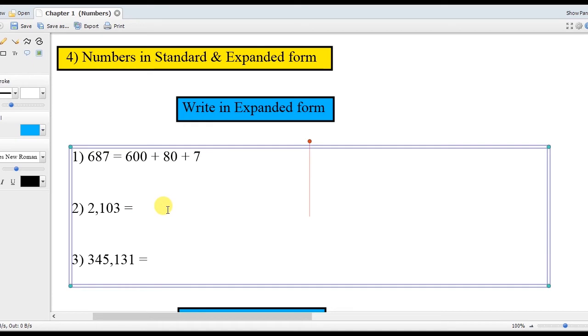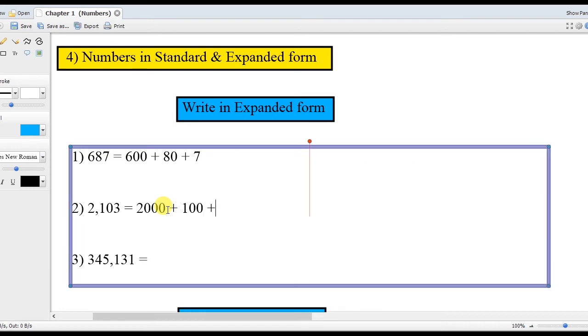Okay, I want you to pause the video, solve the next two questions, and then come back, play it, and see whether our answers are the same or not. Okay, let me just solve it. So this is 2000 plus 100 plus. Now see, there is no 10. At this place, it is a 0. So there is no 10, right? So we skip it, and simply write 3. How do we pronounce it? 2103.